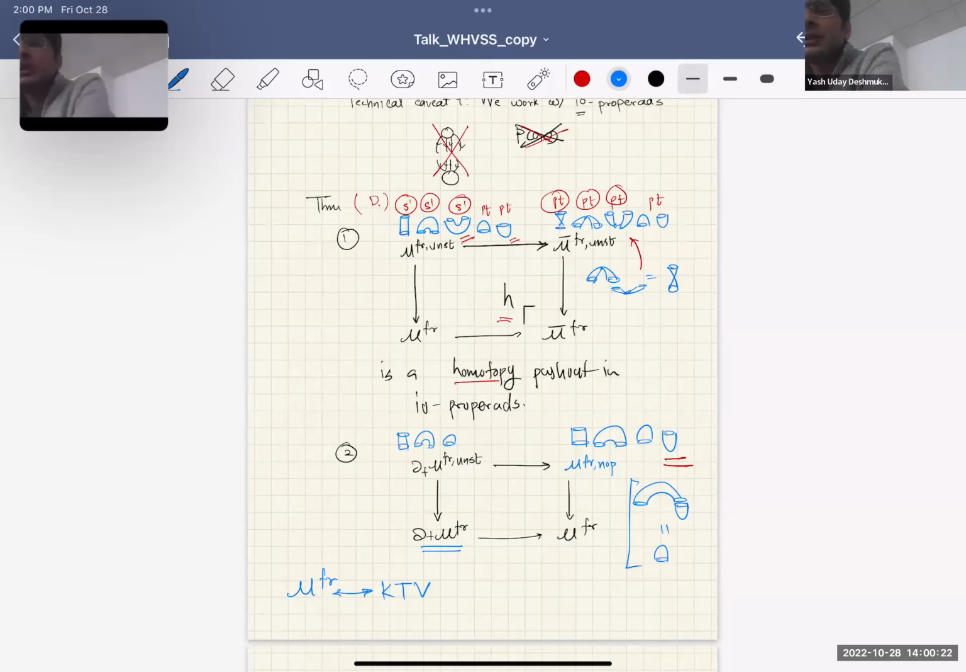Maybe. Yeah. I mean, naively you have a map by just forgetting all the markers in the KTV moduli space into Deligne-Mumford space. And yeah, I'm explaining that that map is in fact some kind of homotopy pushout by just trivializing the S1s. Okay, thank you. Yeah, okay.